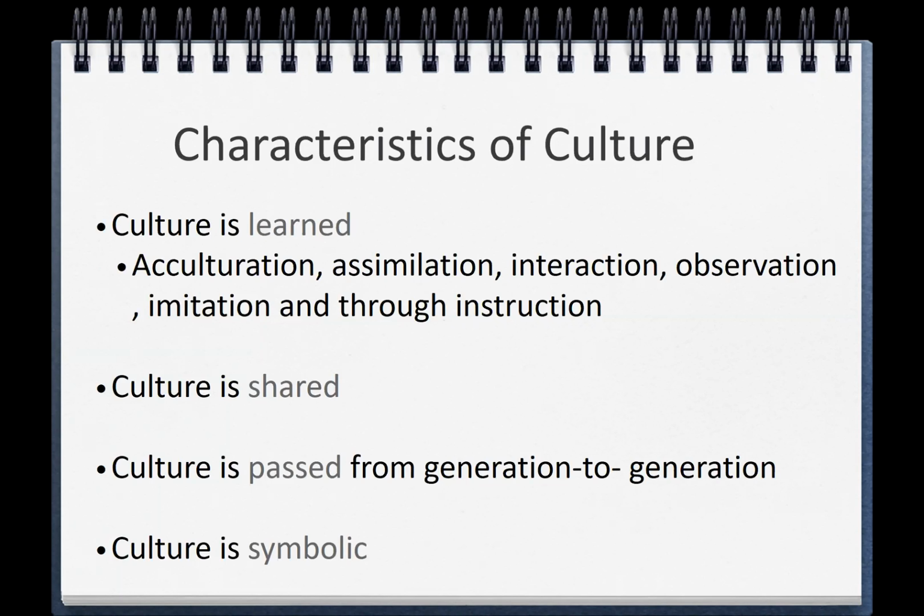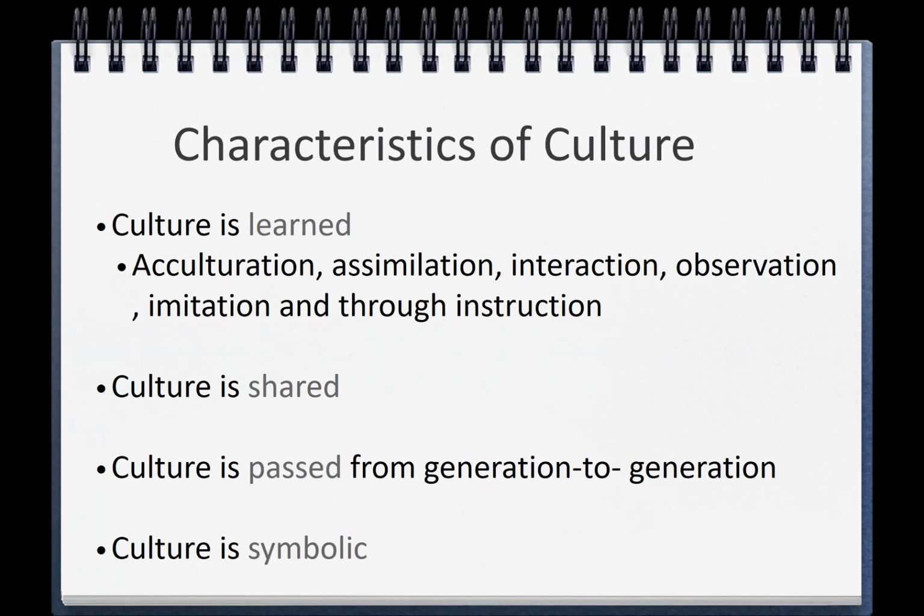And we also do so through instruction. Sometimes we're instructed to behave a certain way, to act a certain way, to speak a certain way. And that is also how we learn culture. So those are the ways in which we learn culture: through acculturation, assimilation, interaction, observation, imitation, and through instruction. Now, there is another characteristic of culture as well.